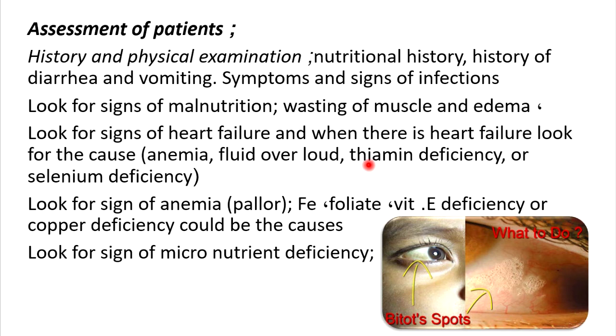البربري تو تايب اكو دراي بربري وويت بربري. الويت بربري هو due to يعني الإديمة اللي because of heart failure or cause of heart failure may be selenium deficiency. In the assessment also look for sign of anemia اللي هي البلر. Either anemia may be because of iron, folate, vitamin E deficiency or copper deficiency could be the cause. Look for the sign of macronutrient deficiency.